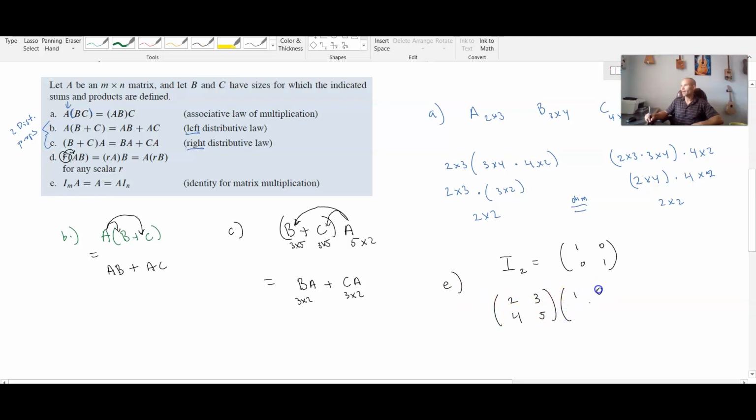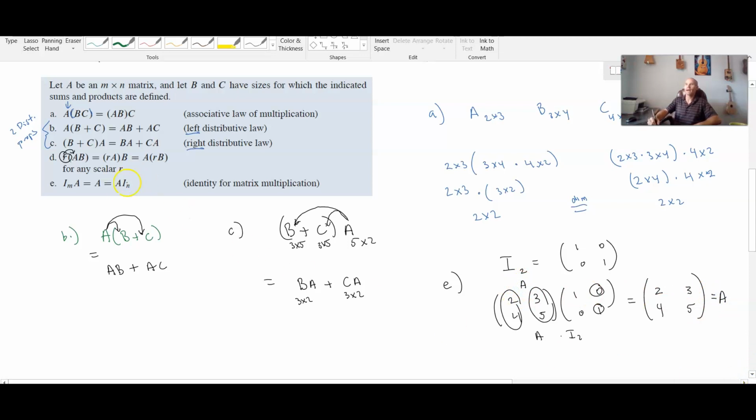We'll just give a specific example here. Let's say we multiply this A matrix here by I2. Well, we're going to take 1 times the first column and add that to 0 times the second column. Well, that just means we're going to return the first column. Now we're going to take 0 times the first column plus 1 times the second column. Well, 0 times the first column is the 0 vector, plus 1 times the 3, 5 vector is just the 3, 5 vector. And we end up with exactly the original matrix that we started with.